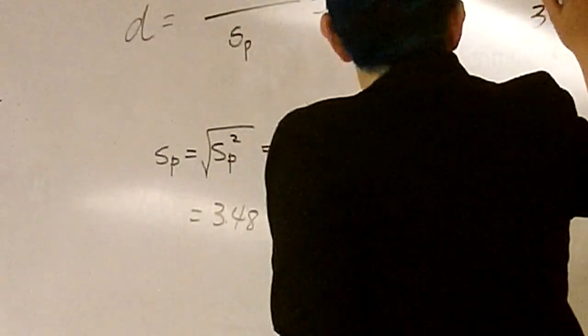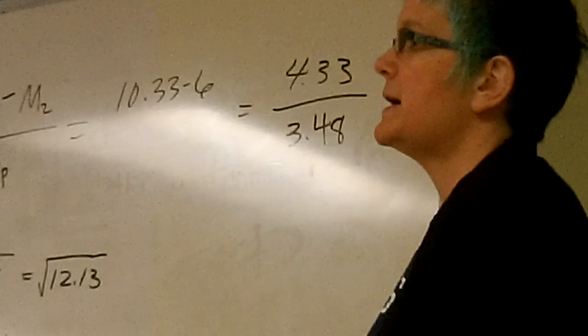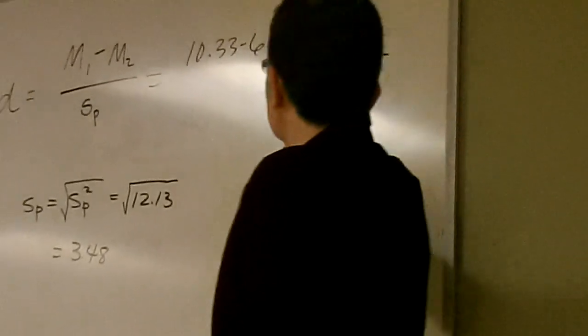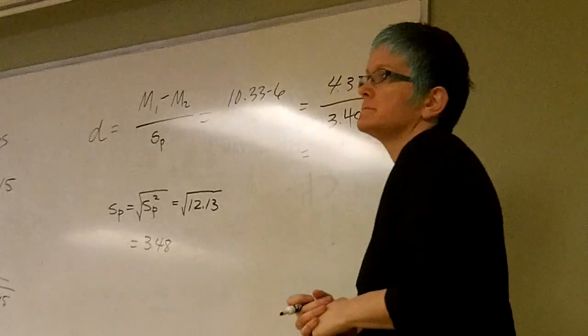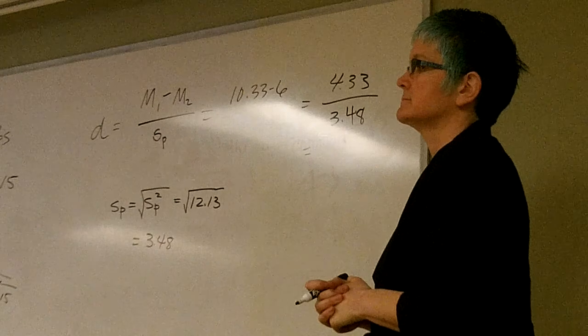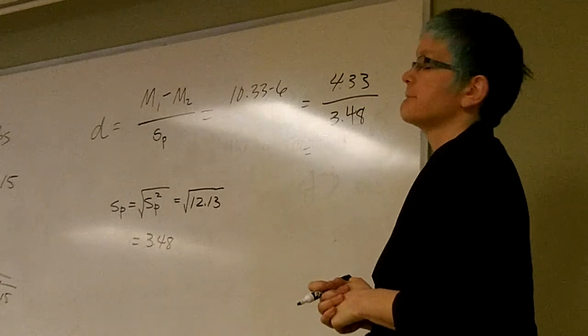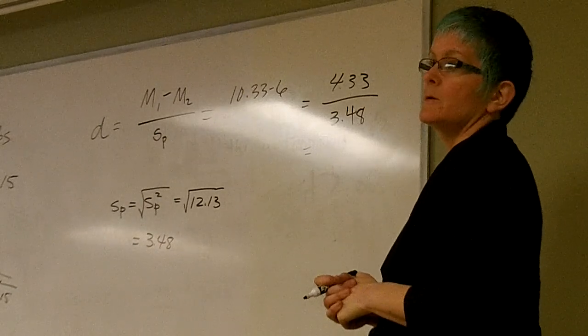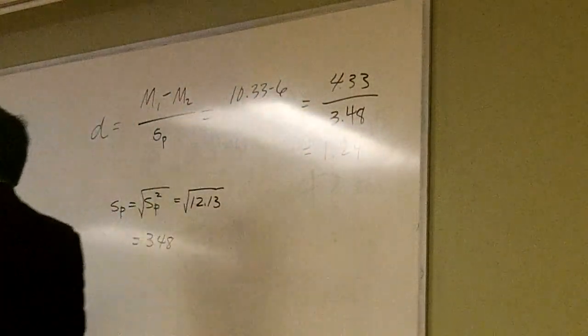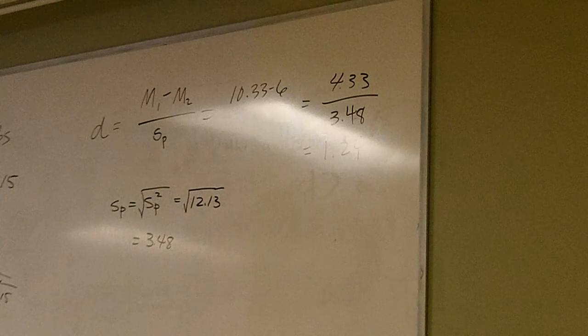Okay. So, here we go. 4.33 divided by 3.48. What does that give you? 1.24. Okay, now how do I know whether this is a small, medium, or large effect?